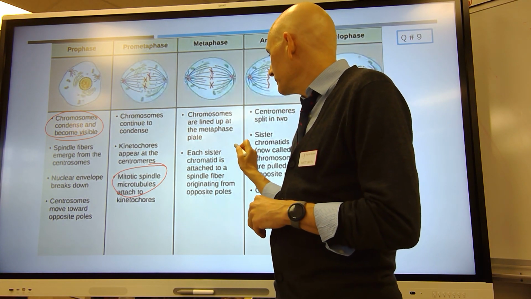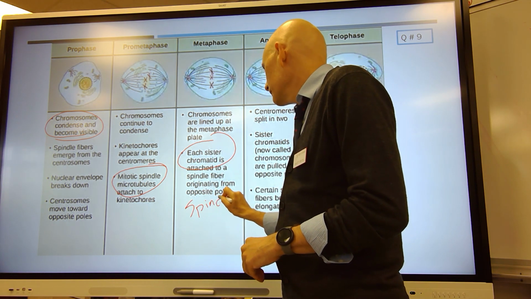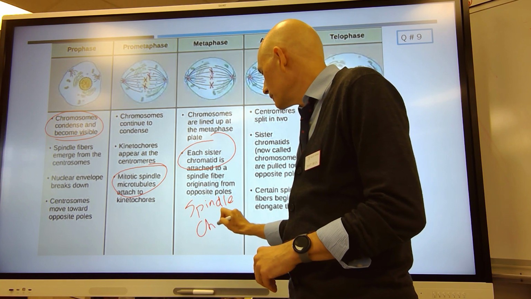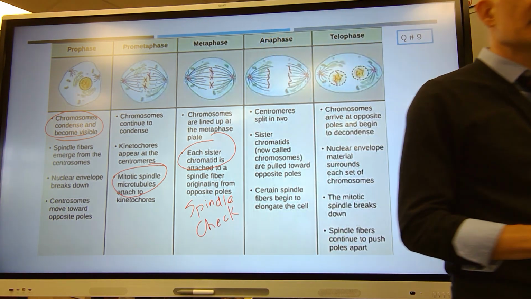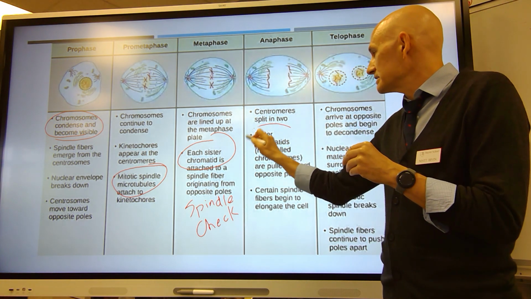Metaphase, they're lining up in the middle. This is where we have our spindle check. That is actually what is most important, to make sure that each centromere, each kinetochore has a spindle fiber attached. And then anaphase is where the centromeres, the chromatids separate.